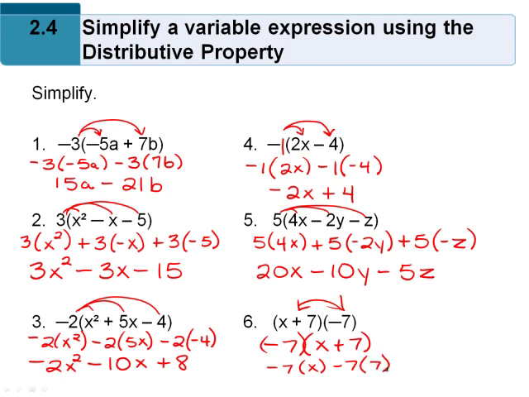So we're going to multiply negative 7 times x, and then we have negative 7 again times that positive 7. So when I multiply there, negative 7 times x, I'm going to get negative 7x, and then a negative 7 times a positive 7 is a negative 49. Now, those are not like terms, so that's it. That's your answer. Negative 7x minus 49.